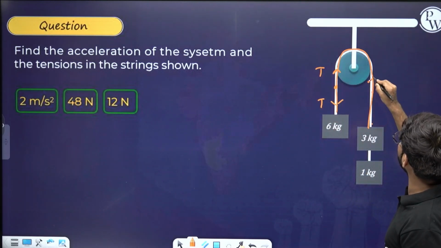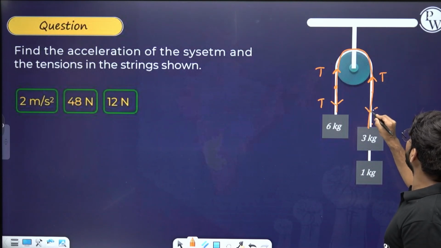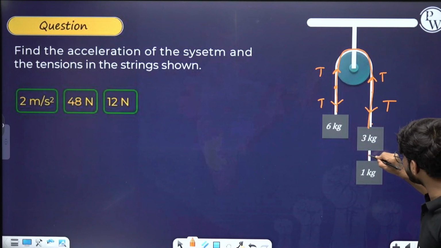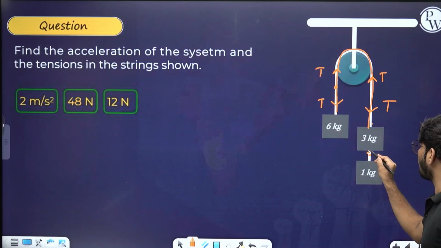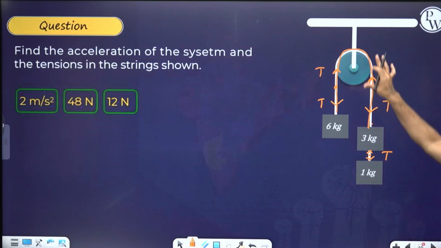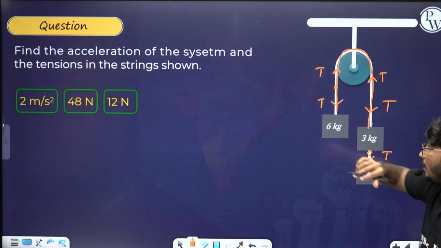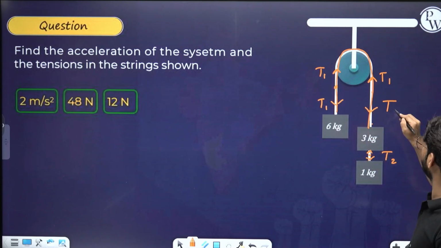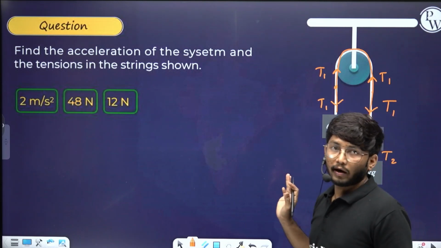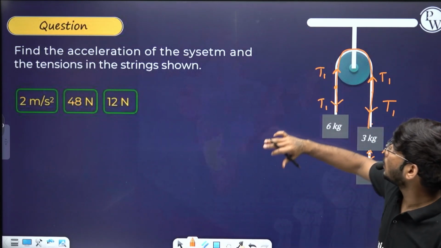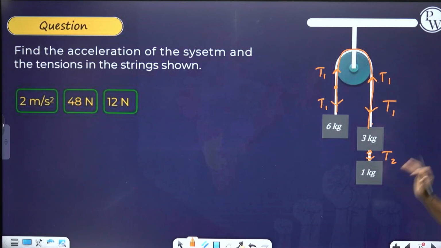Similarly, on this side also we have tension. But there is another string, right? This point is pulled up by another tension. So will this tension be equal to this tension or different? It will be different. So this is T1, T1, T2. Correct? Here we need to calculate those two values of tension along with the acceleration of the system.